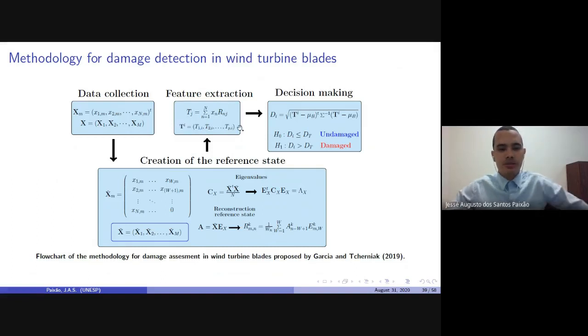The feature vector is represented here by T and is used in the decision-making step to compute the local damage index proposed by Professor David, which is based on the Mahalanobis distance. And again, here we have to train the Mahalanobis distance for a reference condition by computing the mean of the distribution of this reference condition and also the covariance matrix. After that, we can perform the damage detection by a hypothesis testing.